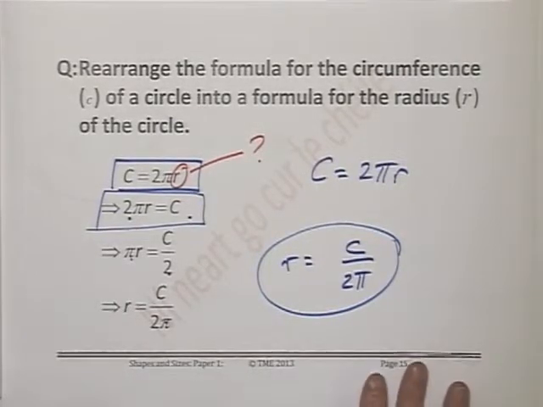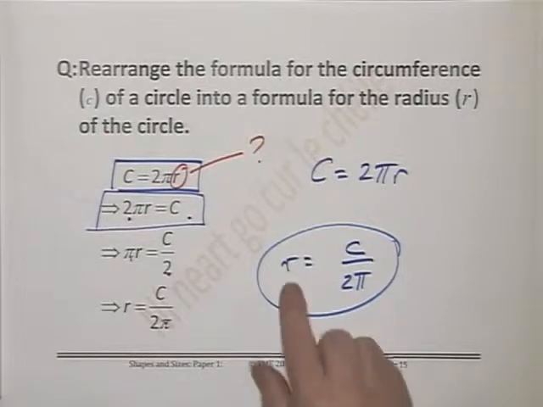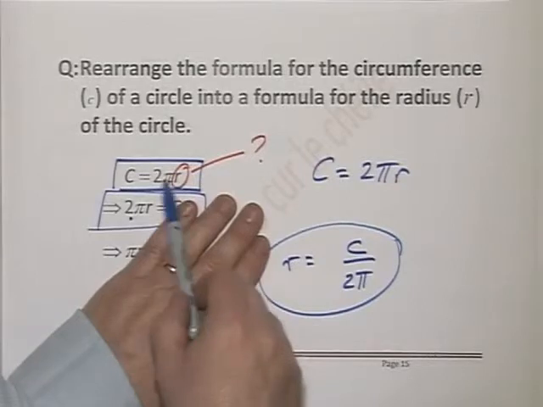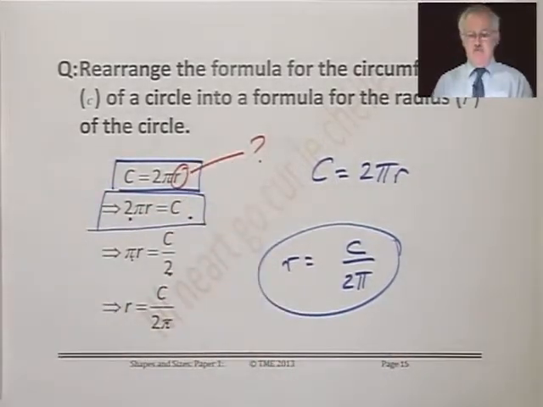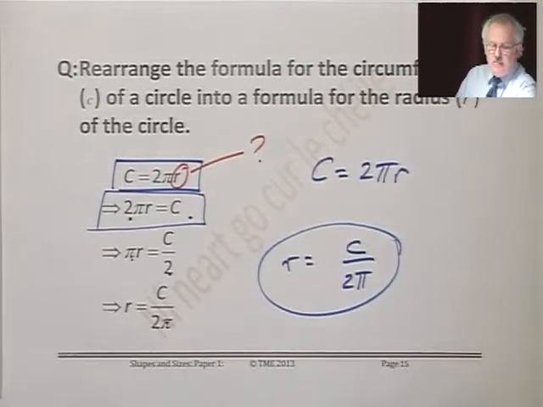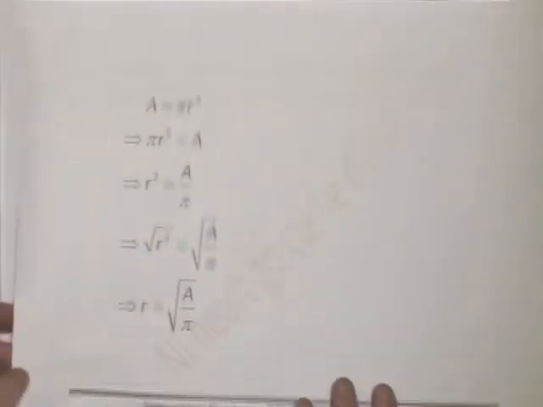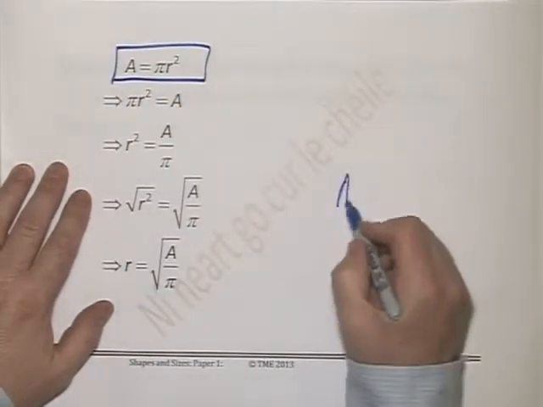And the reason this is important to rearrange is that it's invariably the case that they'll tell you that the circumference of a circle is 10 kilometers. What's its radius? They're less likely to say the radius is 10, tell me what the circumference is, because that's just straight from the tables, whereas the other is rearranging. So here we have another one, rearranging the formula for the area of a circle. A is pi r squared.